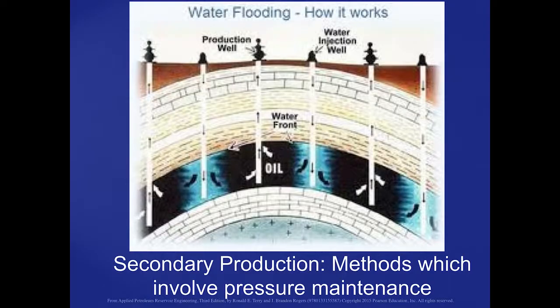In this slide, you can see the water injection well, and it's coming into the pay zone and moving through the oil zone, maintaining the reservoir pressure at a higher pressure and pushing the oil then to the producing wells. After primary and secondary production is done, we go to what is called tertiary production, and these are methods which influence either the interfacial or the viscous forces.